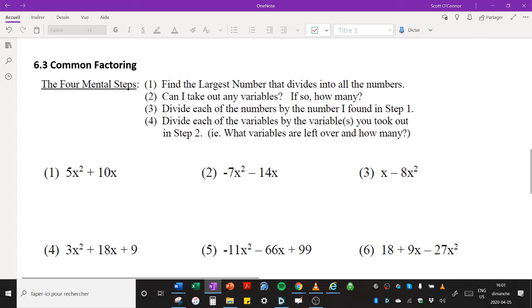Alright, 6.3, common factoring. 4 mental steps when you're doing this. Find the largest number that divides into all the numbers. So here what we're finding is the greatest common factor. And can I take out any variables?